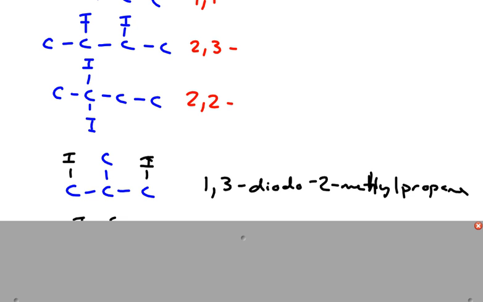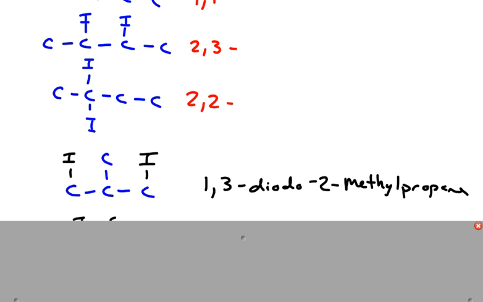Here's one of them. Very sloppy, I apologize. Let me fix that one. I put the iodines on the first and the third carbon. So that'd be 1,3-diiodo, and then my methyl's in the middle, so 2-methylpropane.